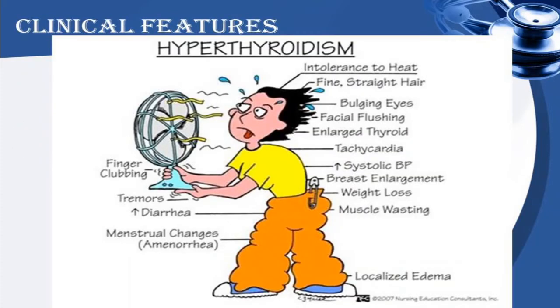So, clinical features of hyperthyroidism: intolerance to heat, fine straight hair, bulging eyes, facial flushing, enlarged thyroid, tachycardia, increased systolic blood pressure, breast enlargement, weight loss, muscle wasting, localized edema, menstrual changes or even amenorrhea, increased diarrhea, tremors, and finger clubbing.